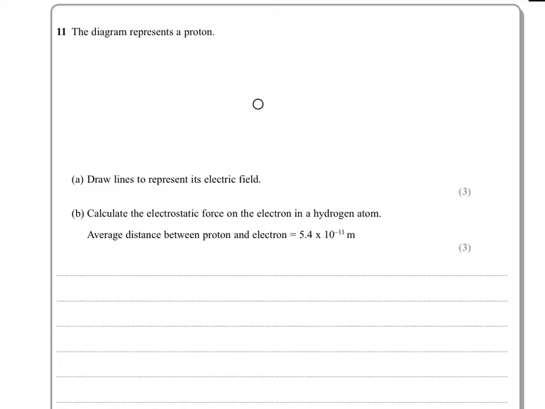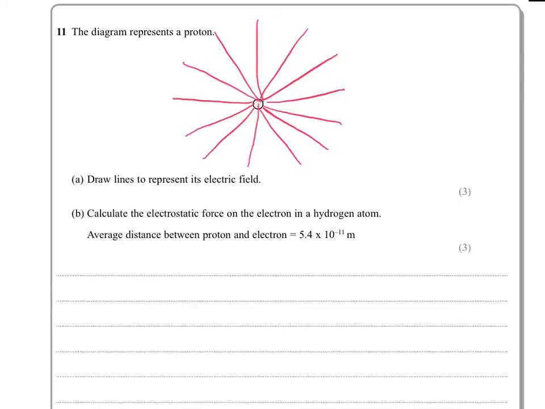Question 11. Diagram shows a proton. Draw lines to represent its electric field. Okay, so the field's going to radiate out. Try and keep them even when you draw them, and try and draw them straight. I'm drawing on an iPad, so I get a little bit of leeway for wobbly lines, but you should be using a ruler. Remember, I mentioned the ruler on the front of the paper.